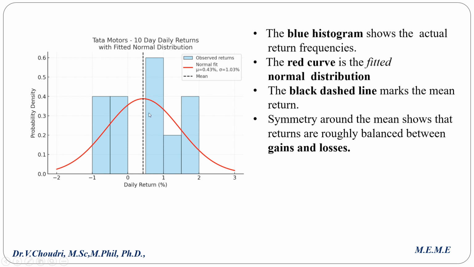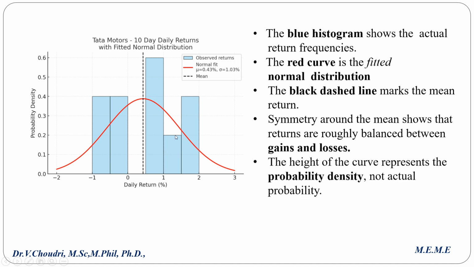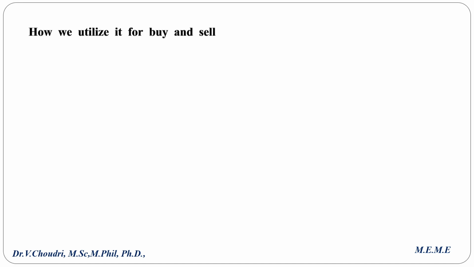So that means the symmetry balances these gains and losses of the daily returns. Then only you can easily understand what is the gain and what is the loss. Now, the height here is probability density; it is not actual probability, it is only approximate. So what is the use of this diagram and the normal distribution?